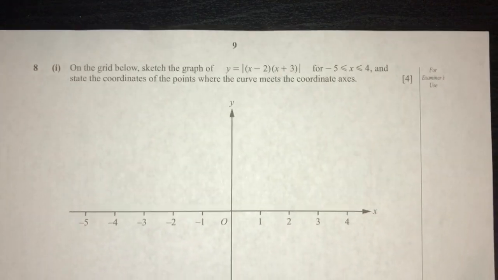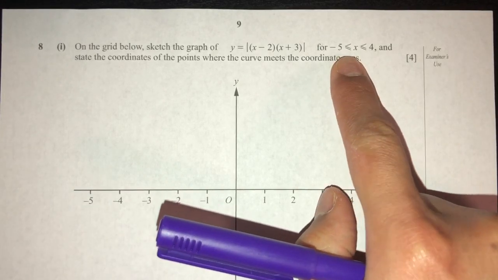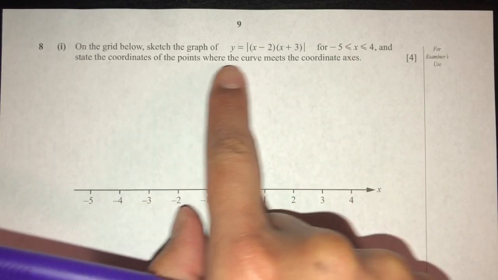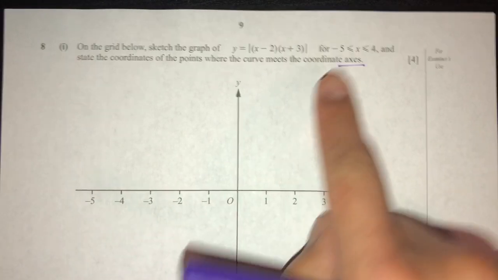Okay, let's move on to question number 8. On the grid below, sketch the graph of this, between this, and state the coordinates of the point where the curve meets the axis. So pretty easy. Let's first begin with that.